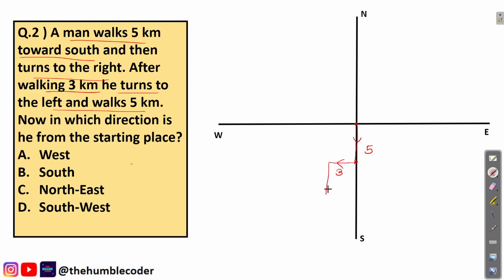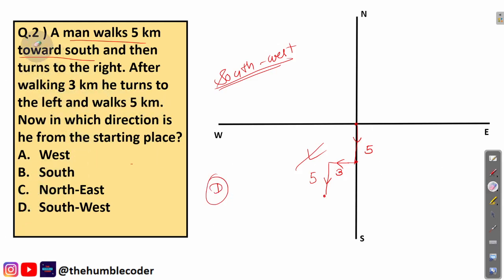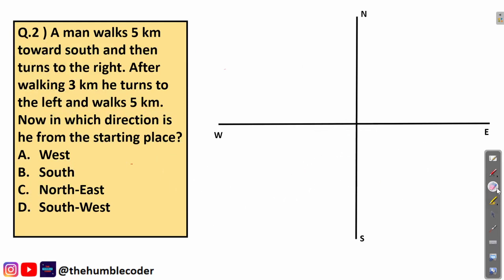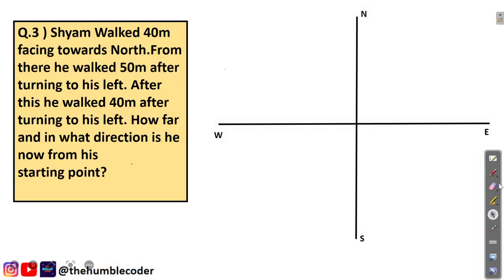So the left for this person will be this. So 5 kilometers towards the left. Now in which direction is he from the starting point? So basically he is in this direction, right? So what is this direction called? This direction is called southwest. So these kinds of direction based questions are also regularly asked. Okay, so option D is the correct answer for this question. These kinds of direction based questions you can expect, so whenever the question is getting complicated, then in those cases mostly they ask the directions.